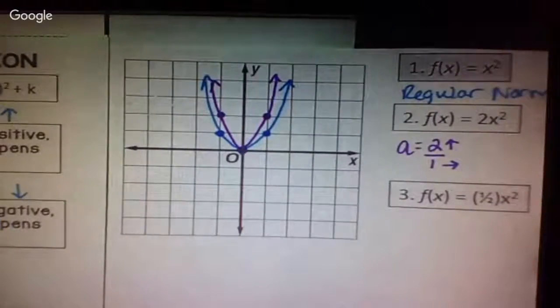Why didn't we go from the vertex like we did with the last one? Everything goes from the vertex when you're dealing with dilation. Everything goes from the vertex.